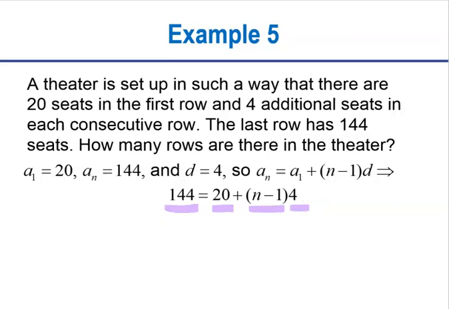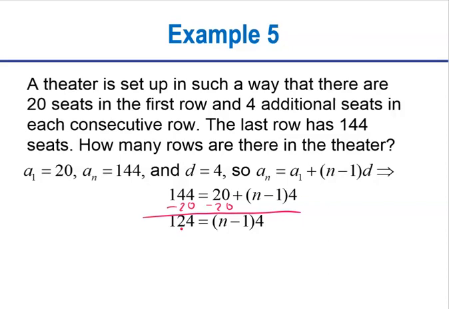Let's do the algebra. What would you do next if you're trying to solve for n? A lot of you would probably distribute the 4 inside, add like terms. You could even subtract the 20, divide by 4, add 1. There's different ways that you can handle this. Here's what we did. Matter of fact, they subtracted the 20. Don't let this make you nervous. Minus 20, 144 minus 20 is 124. Equals n minus 1 times 4.